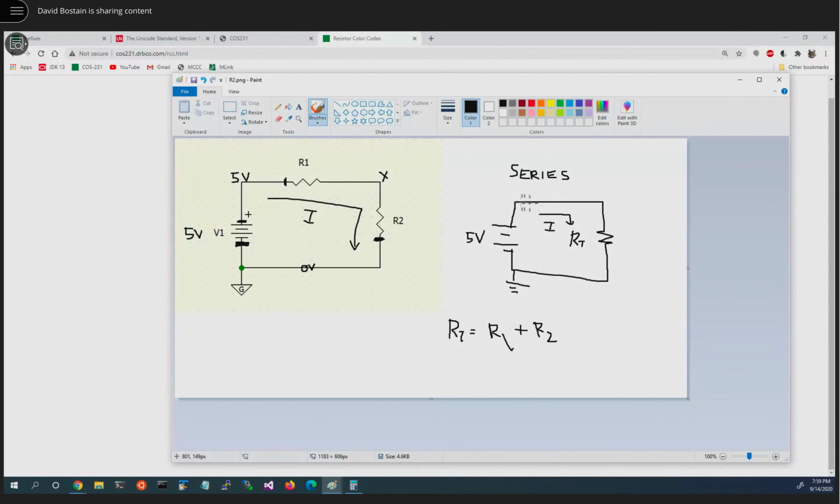Now, without doing any arithmetic here, let's assume that this resistor here has a value of A. And this value here also has a value of A. Given everything else we know about this circuit, what would we expect the voltage here to be? Write it into chat if you think you know. Come on, be brave there. You have an answer.